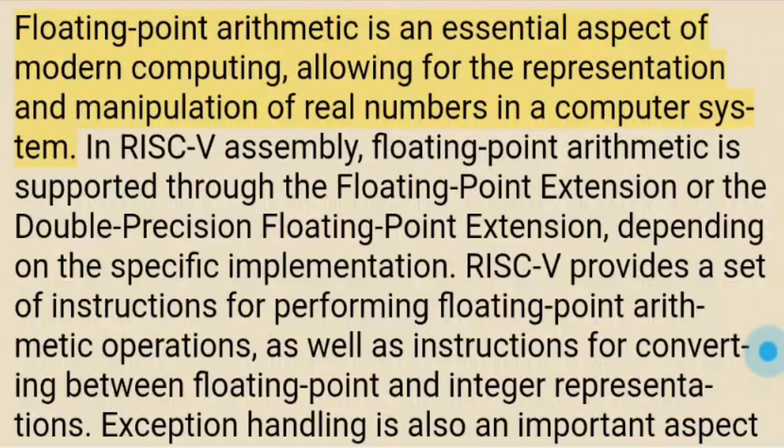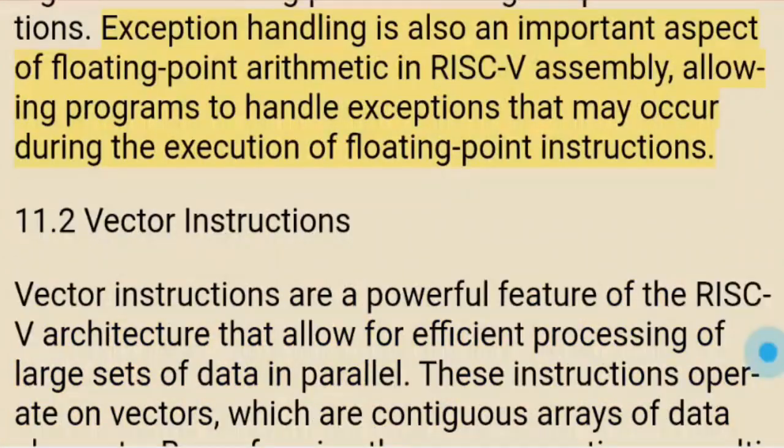Summary. Floating point arithmetic is an essential aspect of modern computing, allowing for the representation and manipulation of real numbers in a computer system. In RISC-V assembly, floating point arithmetic is supported through the floating point extension or the double precision floating point extension, depending on the specific implementation. RISC-V provides a set of instructions for performing floating point arithmetic operations, as well as instructions for converting between floating point and integer representations. Exception handling is also an important aspect of floating point arithmetic in RISC-V assembly, allowing programs to handle exceptions that may occur during the execution of floating point instructions.